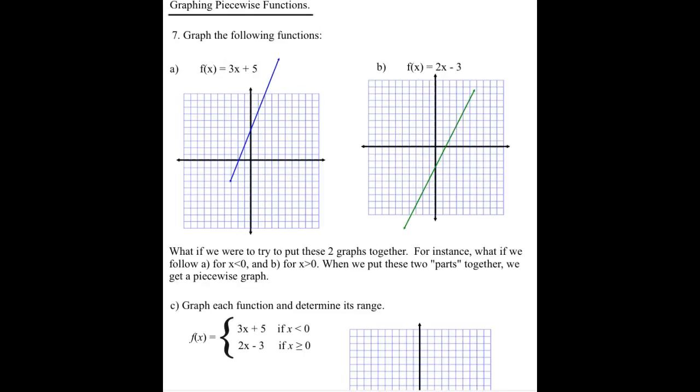So for the first one, I want you guys on your notes packets to draw in the lines for parts A and B. They are in y equals mx plus b format. All right, so you should be starting at your y-intercept, that point on the y-axis, and then using that for rise and run. All right, so go ahead and draw those in.